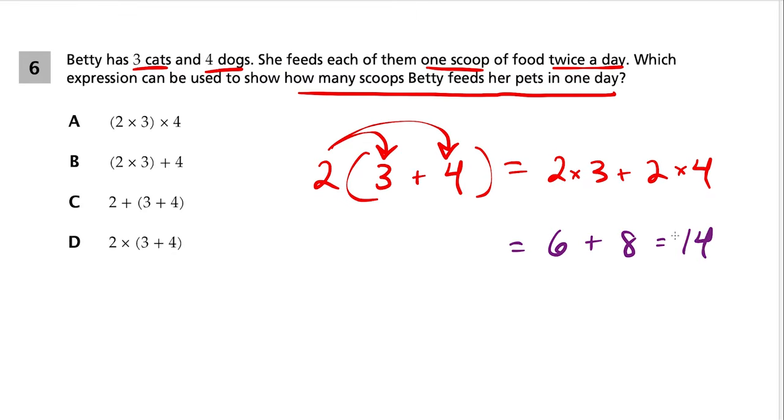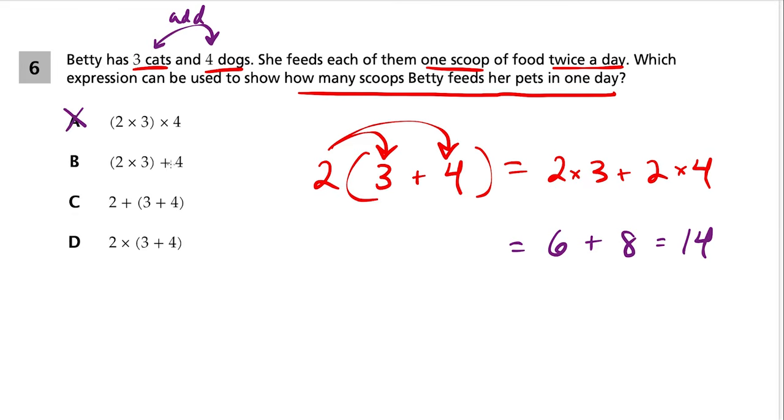So Betty is serving 14 scoops of food for all of her pets on each day. So when we look at the answer choices, 2 times 3 times 4 is no good. This would be too much, because we're not going to multiply the number of pets that she has together. We would add these two together to see how many pets Betty has in total, and each pet is getting 2 scoops of food.